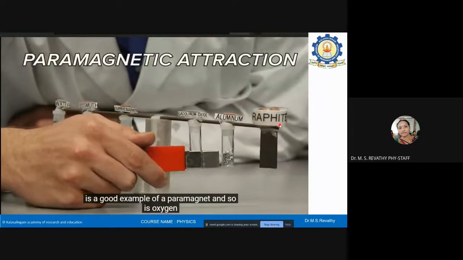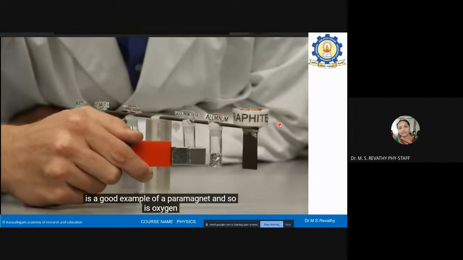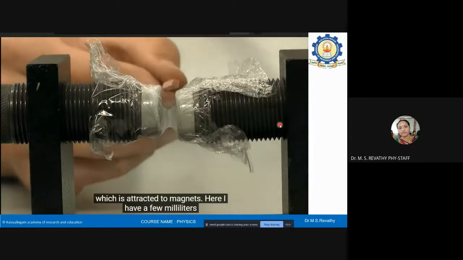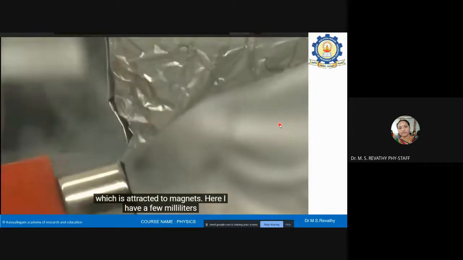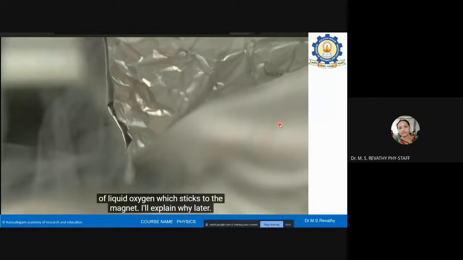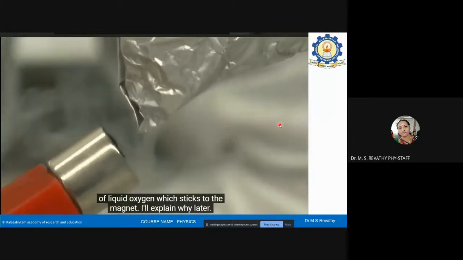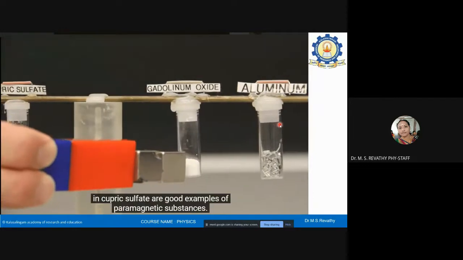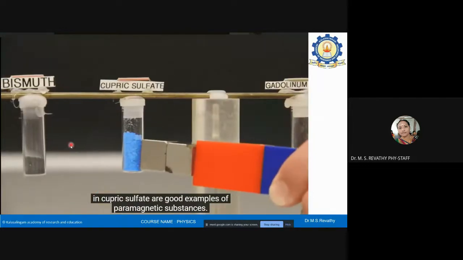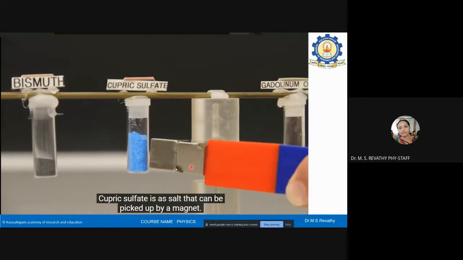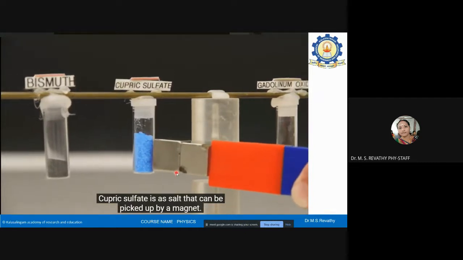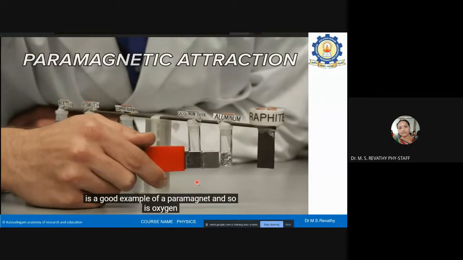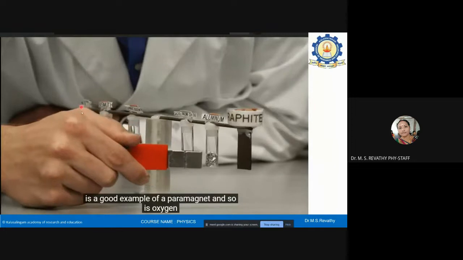Aluminium, graphite. In this video, what they have done is they have taken some 6 samples inside a plastic container, and they have made it into a torsional balance. With the help of the magnet, they are trying to see whether each material attracts. See, they have a magnet, and each material gets attracted. So this cupric sulfate is a perfect example of a paramagnetic material, whereas water is diamagnetic material.